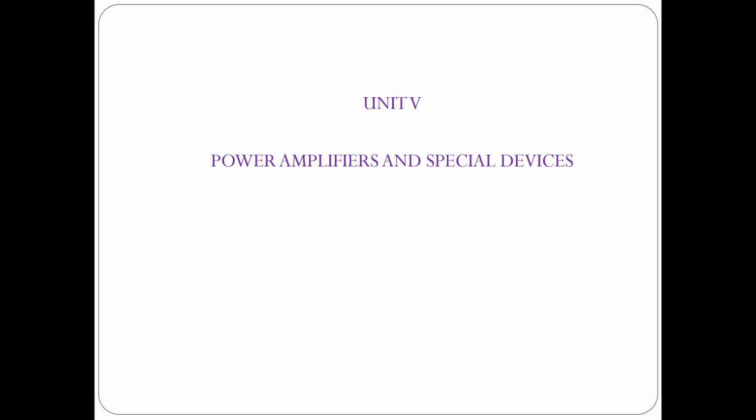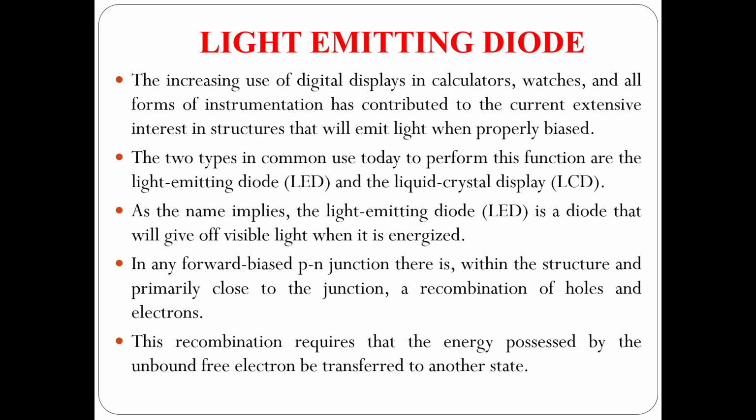So now we are going to discuss the special device called LED, the light emitting diode. The increasing use of display devices in calculators, watches, and all forms of instrumentation has contributed to the current extensive interest in structures that will emit light when properly biased. The two types in common use today that perform this function are the light emitting diode and the liquid crystal display, LCD. The light emitting diode is a diode that will give off visible light when it is energized.